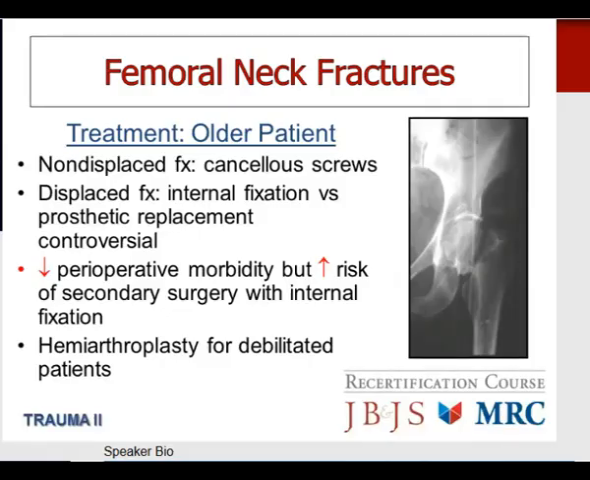In older patients, non-displaced fractures can be treated with parallel cancellous screws. With displaced fractures, the issue of internal fixation versus prosthetic replacement is somewhat controversial. There is significantly decreased perioperative morbidity, decreased blood loss, decreased time to surgery, etc., associated with internal fixation. However, there's also a significantly increased risk of secondary surgery. If the patient is truly debilitated, then hemiarthroplasty is usually appropriate.